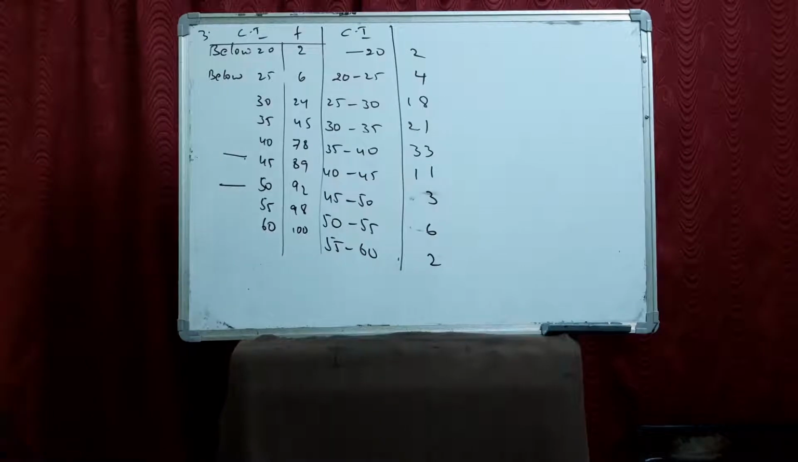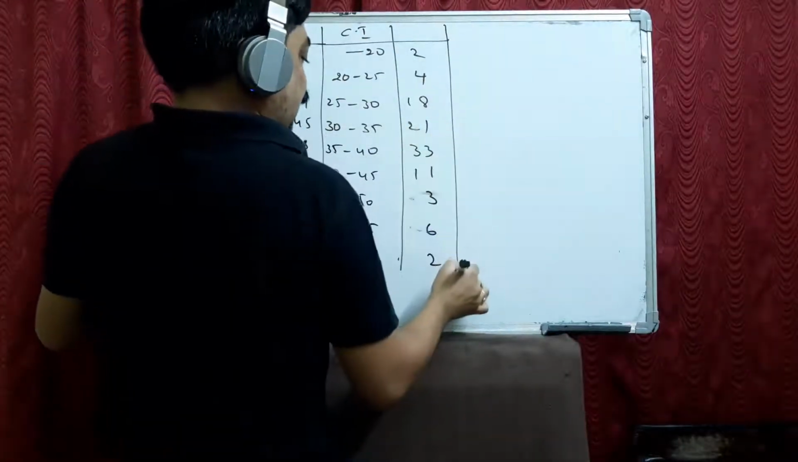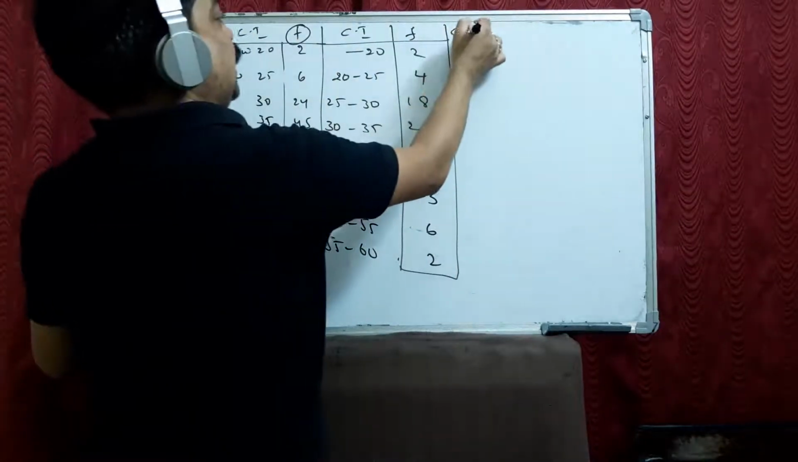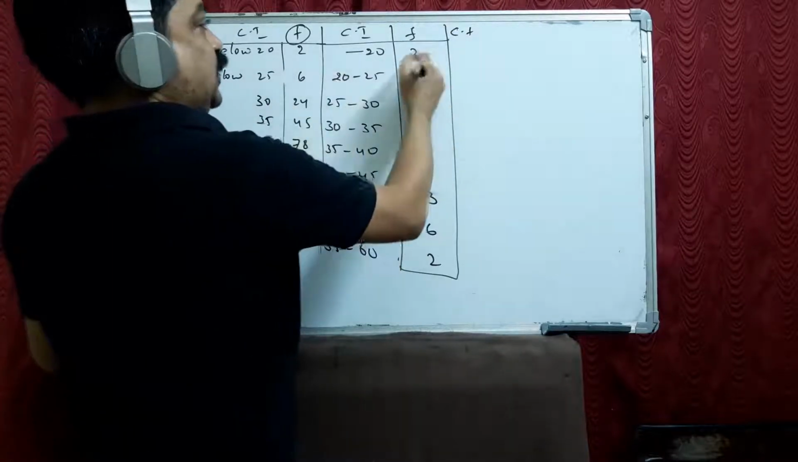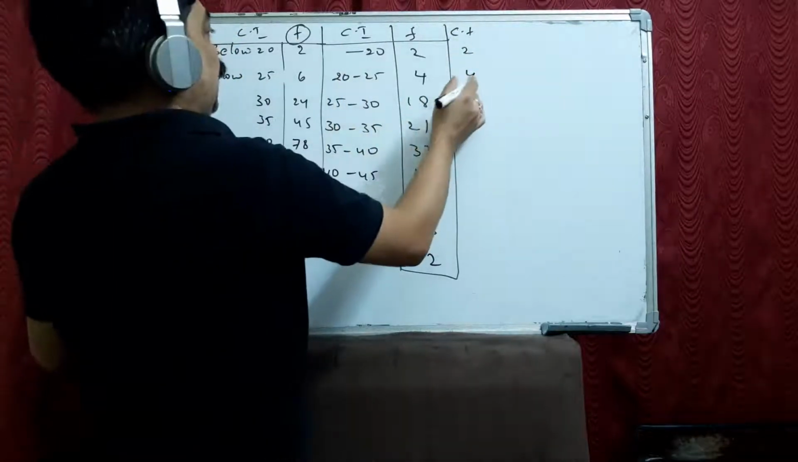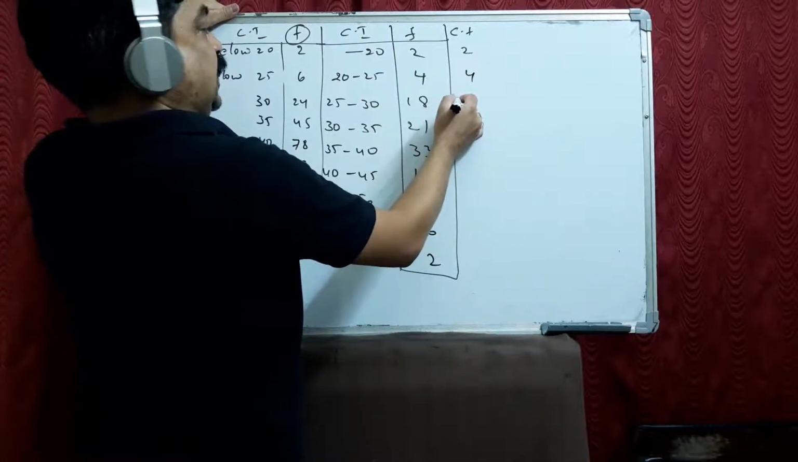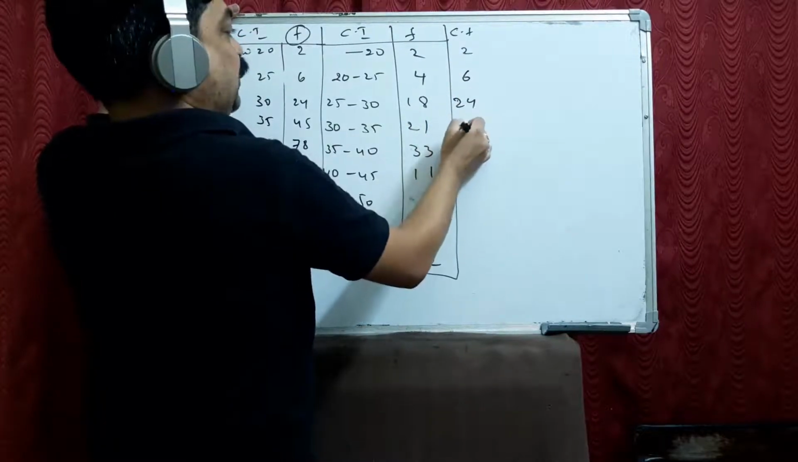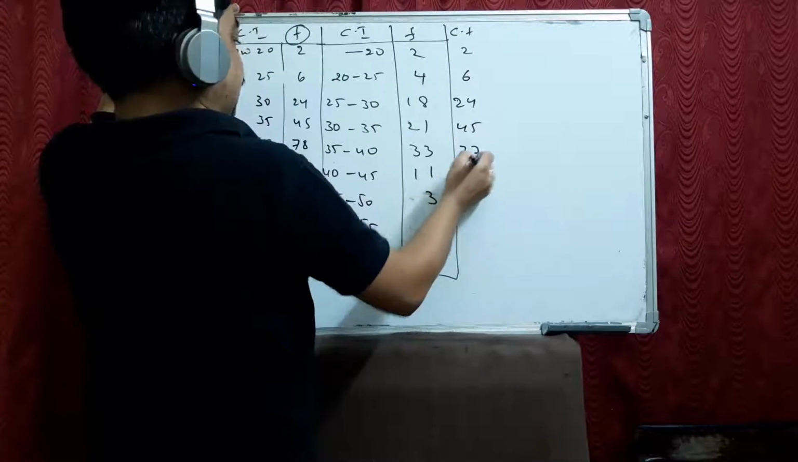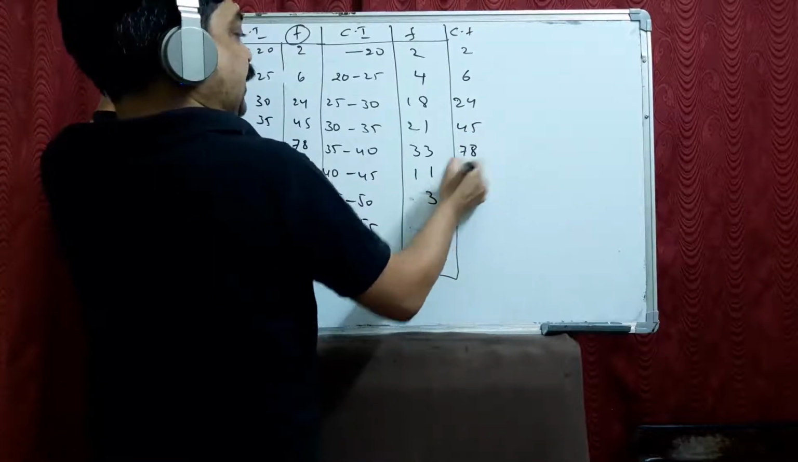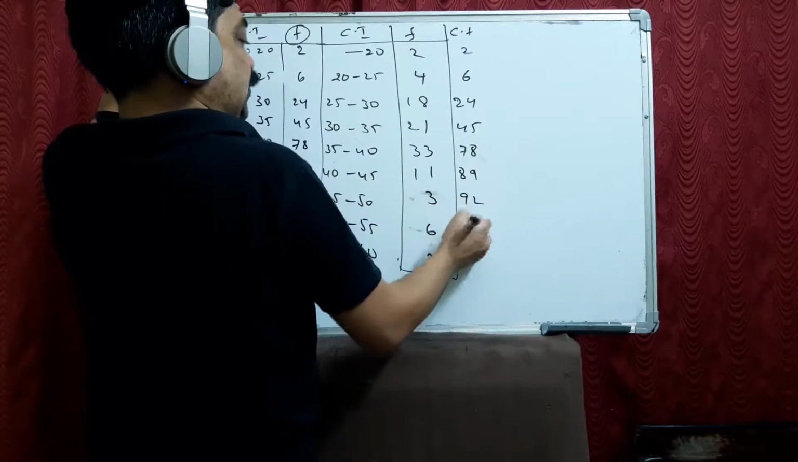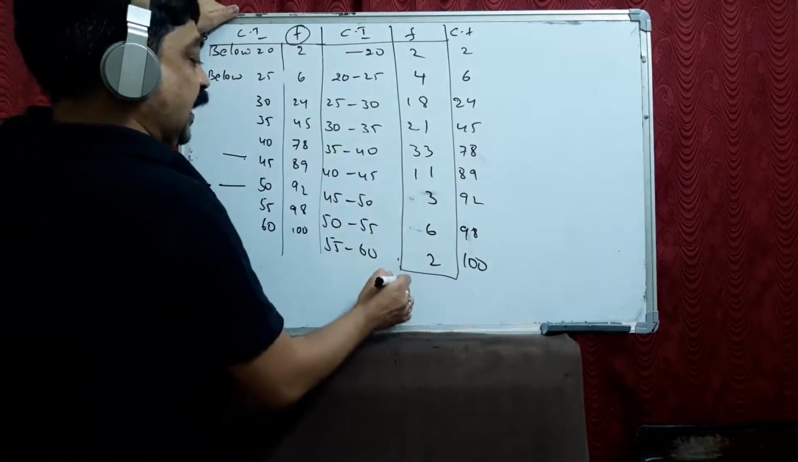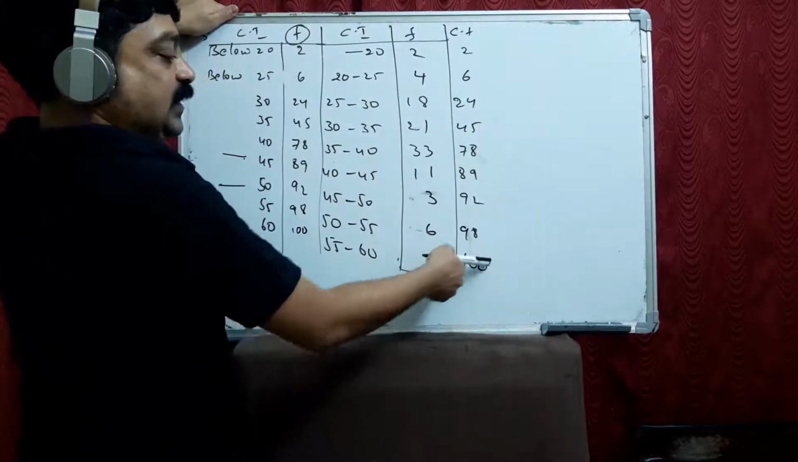Now we proceed with the actual process. Your cumulative frequency, this is the frequency given here. If you want, you can calculate again without confusion. Directly you will get the same thing. 2, 6, 6 plus 18 is 24, 24 plus 21 is 45, 45 plus 33 is 78, 78 plus 11 is 89, 92, 98 and 100. So this is the cumulative frequency. Let us calculate capital N. Capital N will be 100, no doubt, because this will be equal to this.